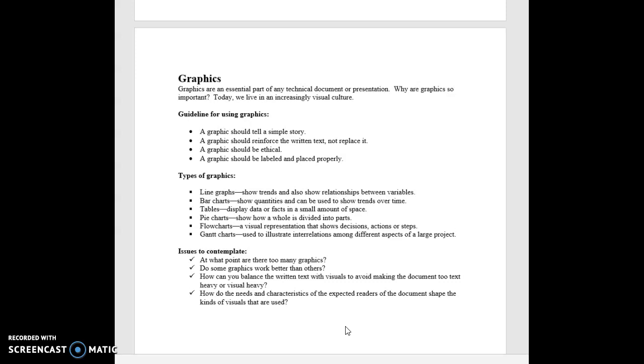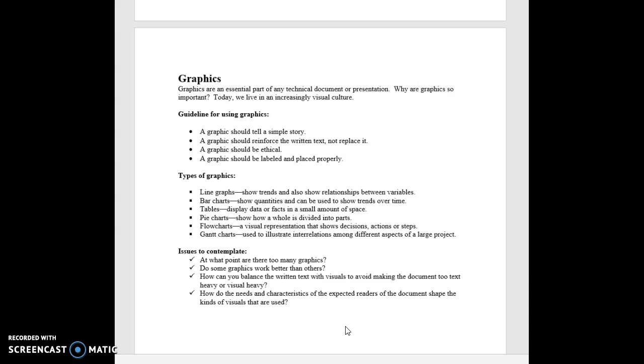Some other types of graphics that you can look for, especially anytime you're using data: line graphs, bar graphs, tables, pie charts, flow charts, Gantt charts. Again, you can put the data there, but you need something visual so that that person can make connections and actually see what the data is doing. And yes, we really depend on this. So if you're not good at creating line graphs, bar graphs, tables, pie charts, etc., you need to get better at that.